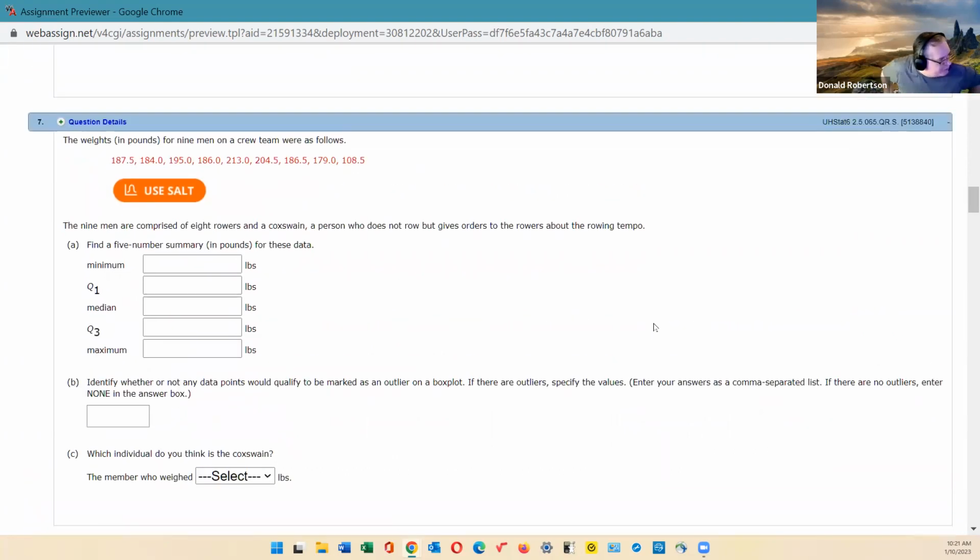Now, in question 7, this is the weights of people who are on a rowing team. Now, there are different kinds of rowing team. This particular one, I don't know if you've seen it, say, in the Olympics. It's one of those things you see like once a year.